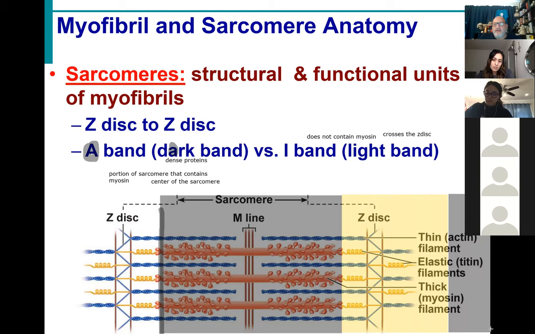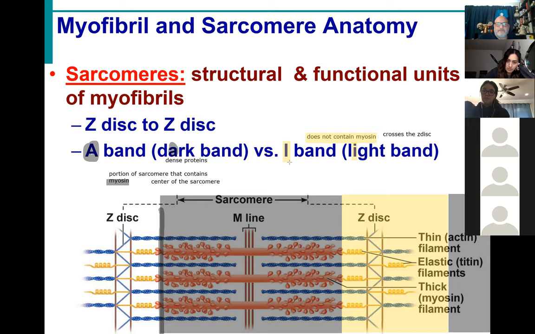We have this alternating pattern of dark and light stripes based on whether you have myosin or whether you do not have myosin. And really, the stripes are just that simple. The part that contains myosin is the A band. The part that does not contain myosin is the I band. And notice, conveniently enough, I for I band, I in light. Again, not how they got their names, not dark A band because A is in dark and I band because I is in light, but it's a great easy mnemonic to remember what's what.